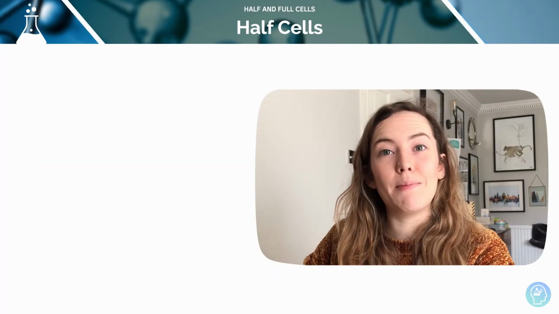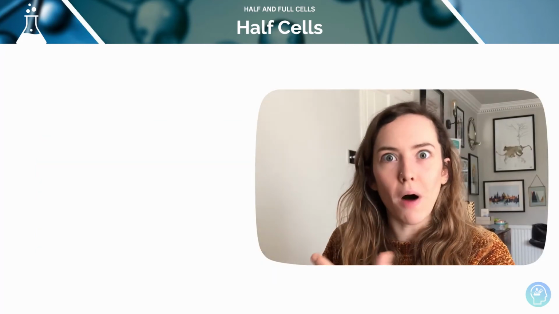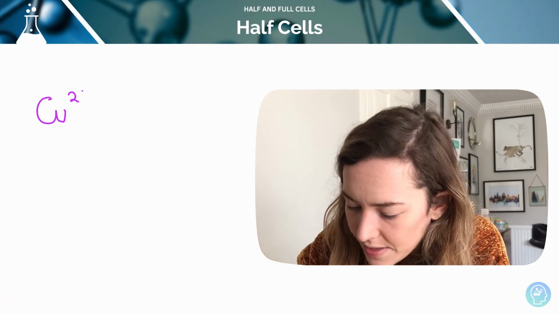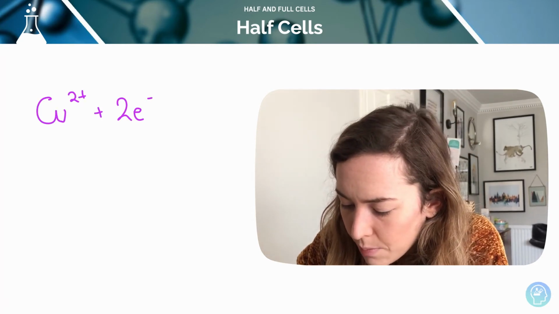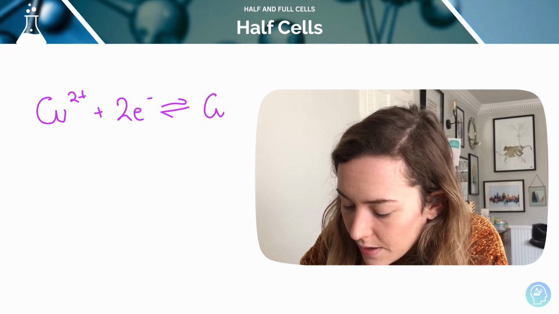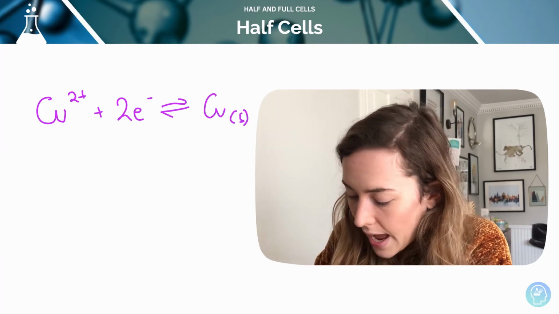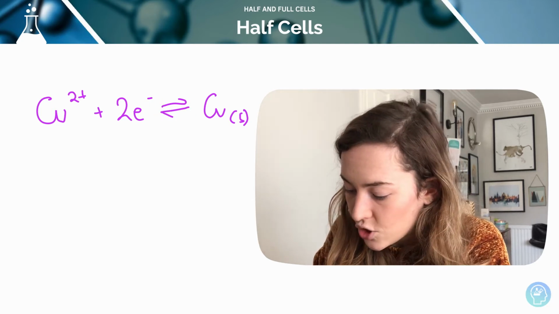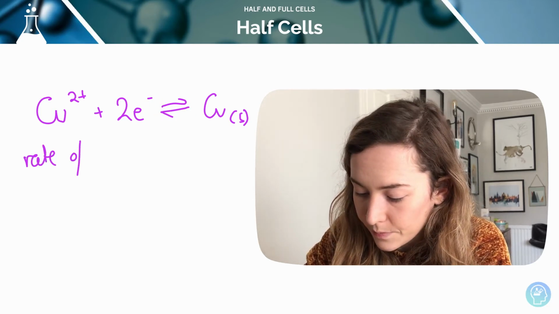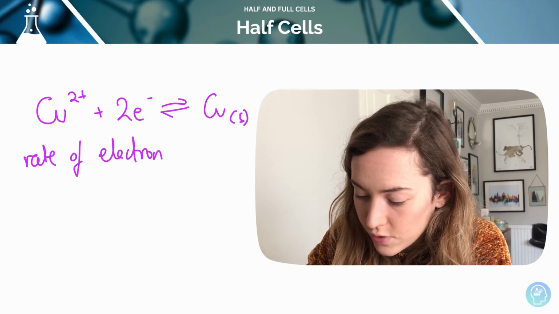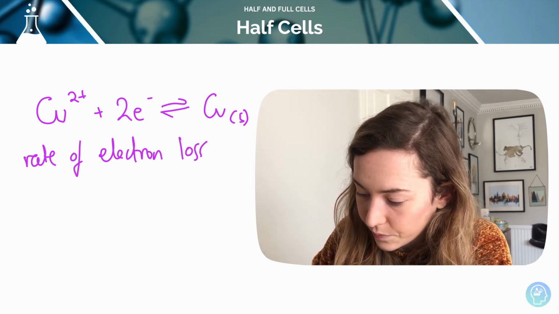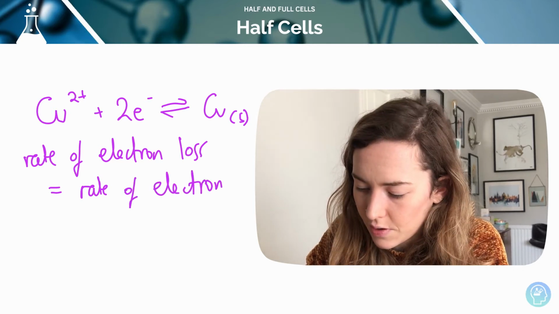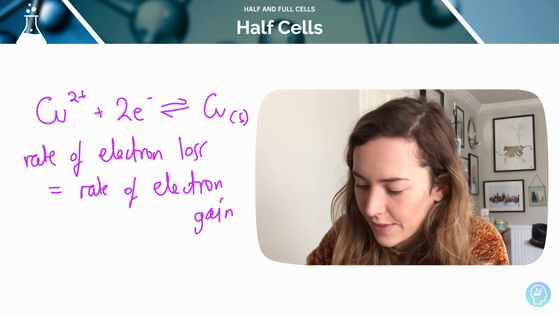If we go back to that image of the copper rod in the copper ion solution, an equilibrium is established. And I can write this out as the equation: Cu2+ + 2e- gives us solid copper. And I'm showing a dynamic equilibrium that's formed by using this arrow. So the rate of electron loss is equal to the rate of electron gain. That's what that means.